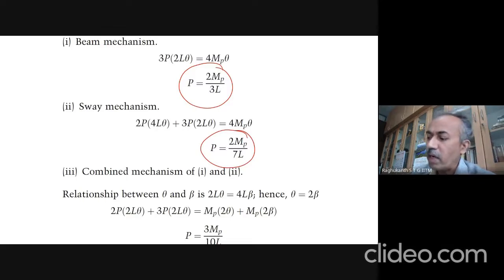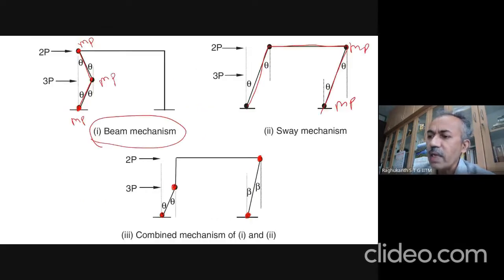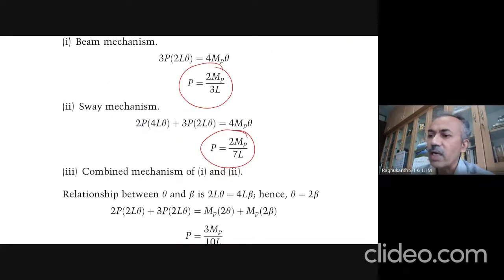Now you can have a combined mechanism also. So this is slightly straightforward only. Everywhere it is MP, MP only. So you have to just calculate the load, given the relation between theta and beta. So this is the relation actually: 2L times theta is the same as 4L times beta, and theta is 2 times beta, and you calculate the work done by the load. So you will have 310 MP by L.